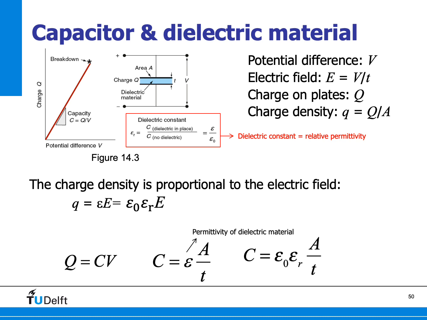Now remembering that we had Q equals C times V, and in this case the C is now written with epsilon, the permittivity of the dielectric material, and if we rewrite that with the help of this equation, we find that the capacity equals the permittivity of the vacuum times the dielectric constant times A, the surface area of the plate, divided by T, the distance that the plates are separated.